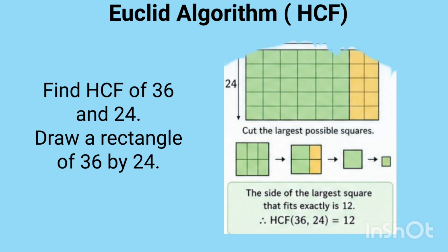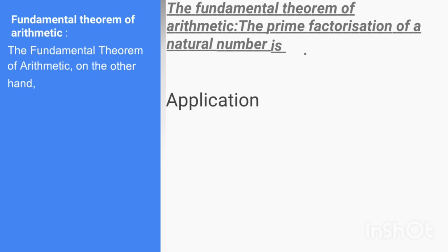Now comes Euclid algorithm to find HCF. HCF of 36 and 24. Draw a rectangle of 36 by 24. Cut the largest possible squares. The side of the largest square that fits exactly is 12. So HCF is 12.